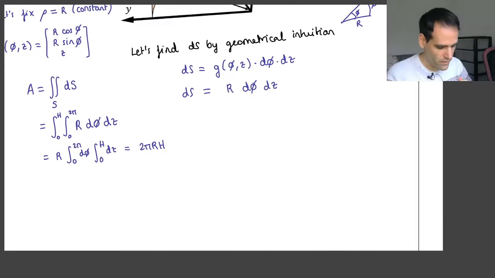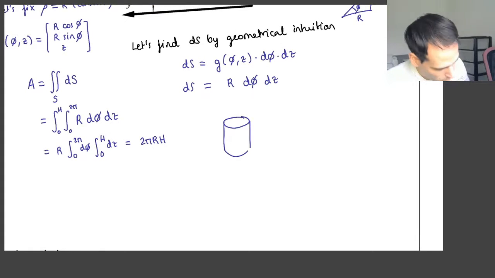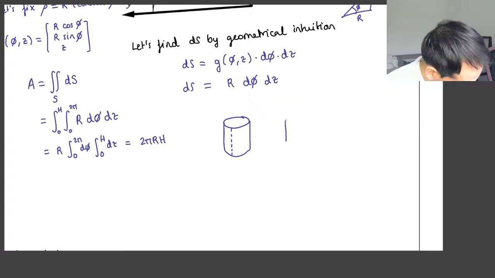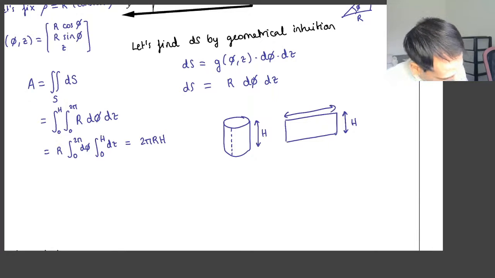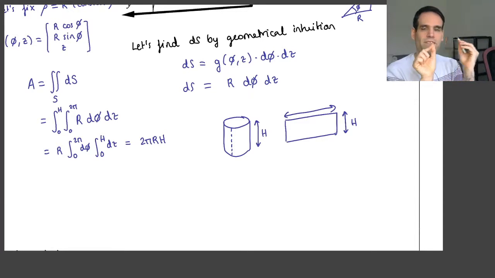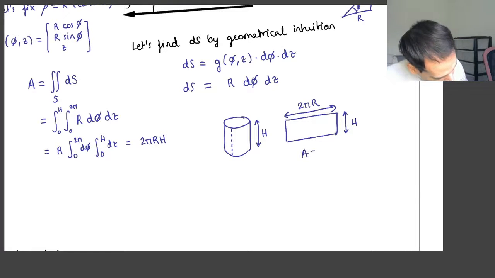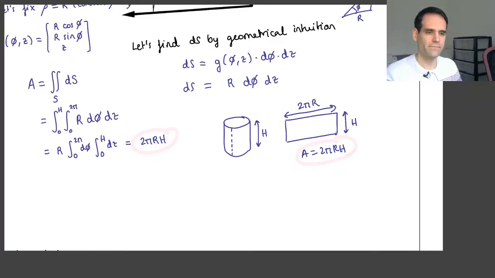You can also argue that if you have the surface of a cylinder and you come with scissors and you cut here, and then you unfold it, you end up with a piece of rectangular paper, right? Whose height is h and whose length is equal to the circumference of the cylinder, which is 2 pi r. And therefore the area is 2 pi r h. So that would be an equivalent way of finding the area. So you see it agrees.